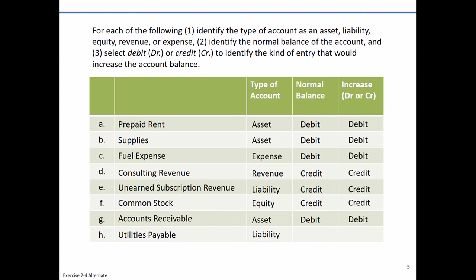It's going to follow the normal right-hand rules of the normal balance is going to be credit, and it's going to be increased with a credit. Similar to our other liability of unearned subscription revenue, utilities payable is going to appear on our balance sheet.